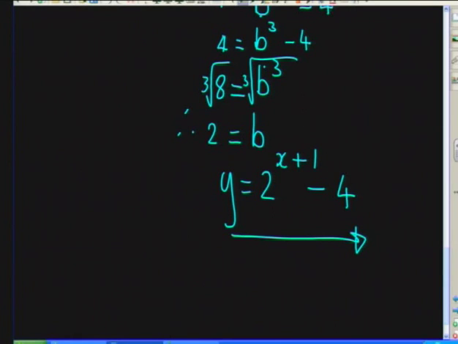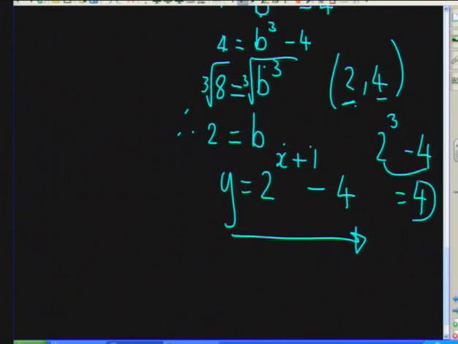Guys, what you can do, and I always like to do a quick check. Remember, we have the coordinate 2 and 4 on the graph. You can quickly just substitute the x value of 2 and see if you get the y value of 4 to make sure that your equation is right. All right? So if x is 2, I'm going to get 2 to the power of 2 plus 1, which is 3. So it's 2 cubed minus 4. 8 minus 4 is 4.